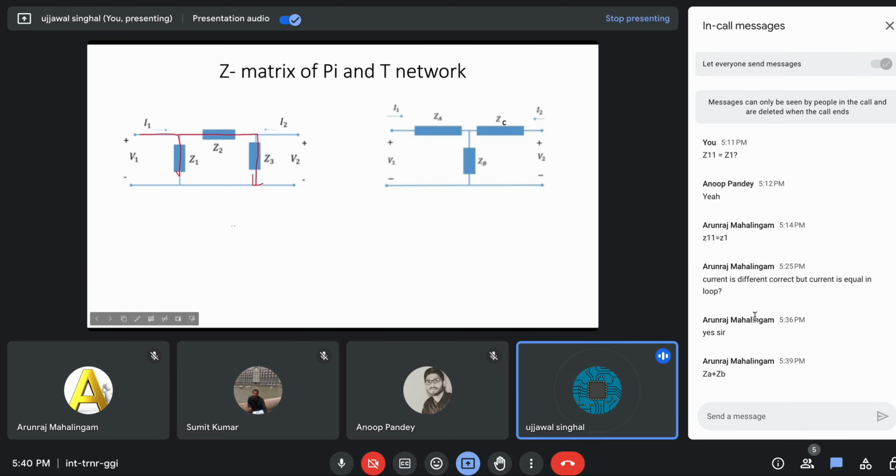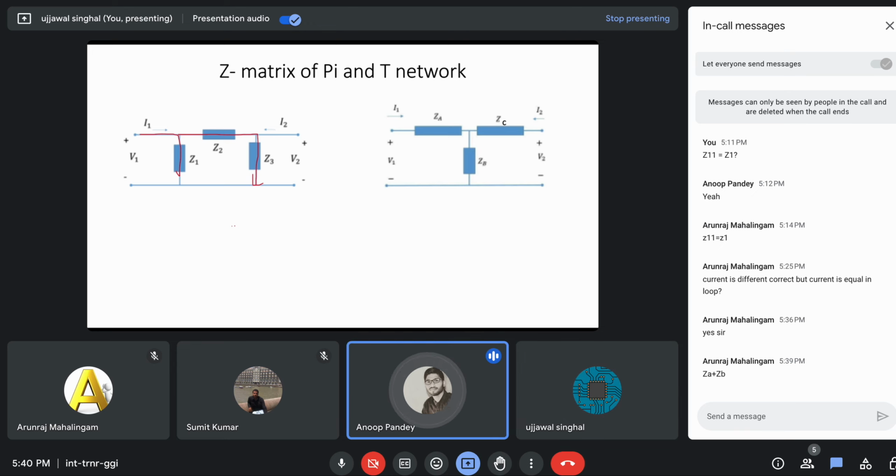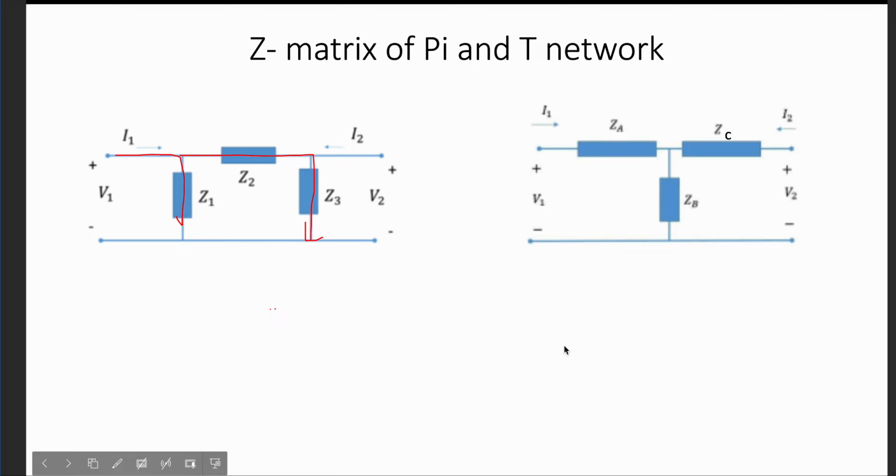So I have got the answer of Z11. ZC plus ZB. This is Z11 you are saying, right? No, Z11 is ZA plus ZB. Right. And what is the Z21? Z12. Yes, Z21 and Z12, what are they? Sir, ZC plus ZB. How? No, one second.